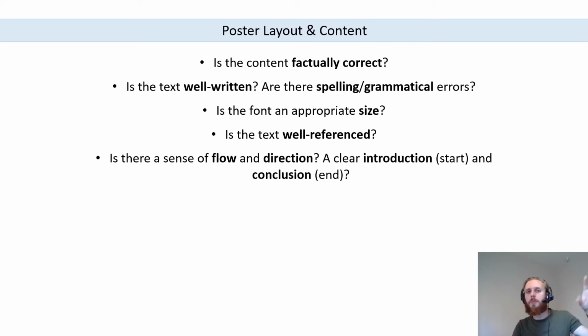So whether you number the sections, or whether you have little arrows, or whether you just structure it in such a way that it's inherently clear which bit should be read next, however you do it, just please make sure there's a clear sense of flow and direction.